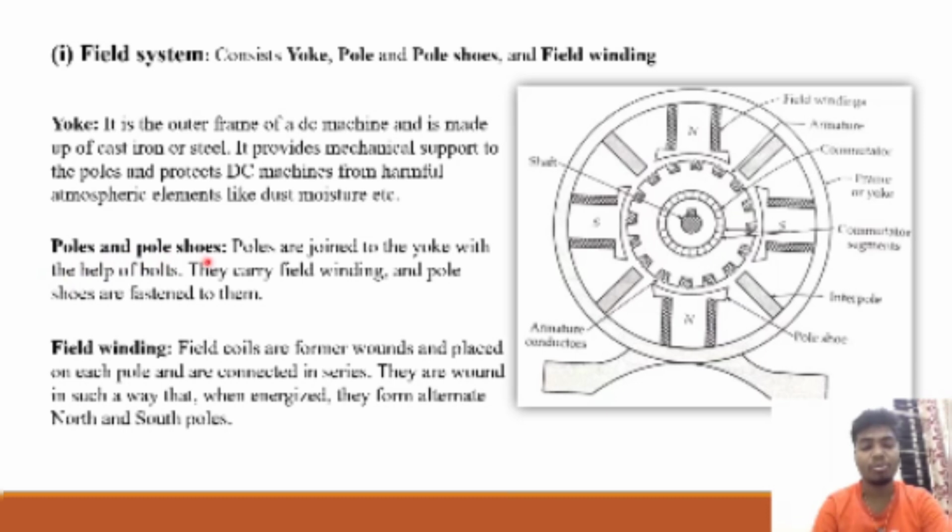Poles and pole shoes. Poles are joined to the yoke with the help of bolts. They carry the field winding and the pole shoes are fastened to them. Field winding. Field coils are former wound and placed on each of the poles and are connected in series. They are wound in such a way that when energized they form alternate north and south poles. This is the north pole and this is the south pole. The magnetic field always moves from north to south pole. This is the field winding.